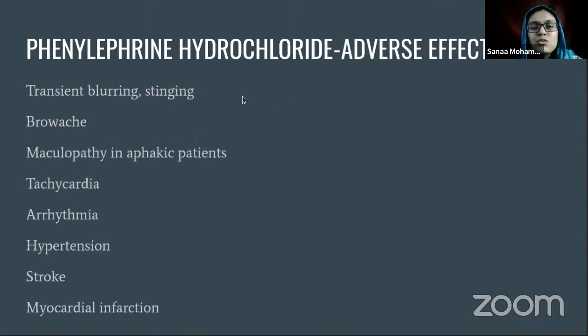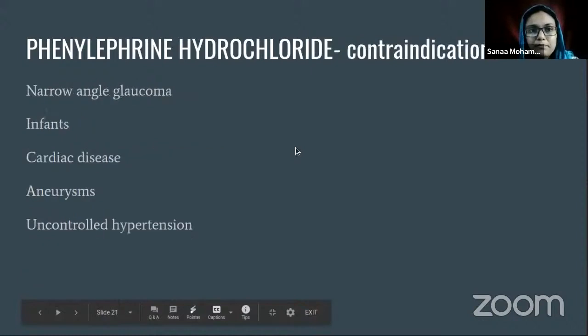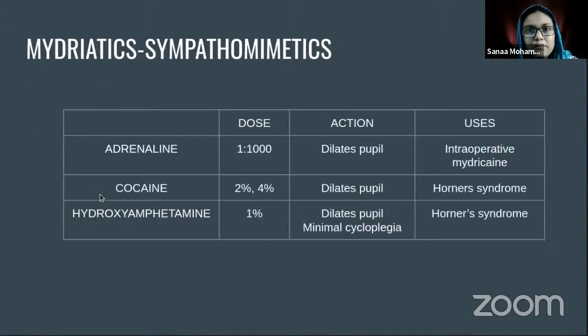Again, adverse effects include transient blurring because of the pupil dilatation, brow ache, maculopathy in a phakic patient, and because it's a sympathomimetic, you get tachycardia, arrhythmia, hypertension, very rarely stroke and myocardial infarction. Contraindications include patients who have narrow angle glaucoma. In infants, it's relatively contraindicated, also in those with cardiac disease, aneurysms, or uncontrolled hypertension.